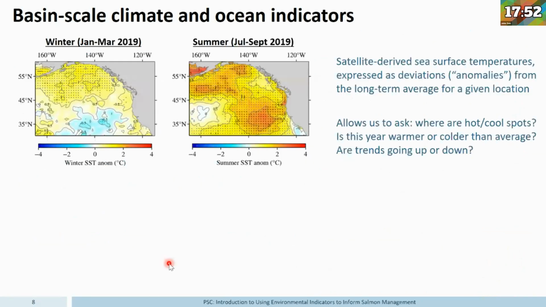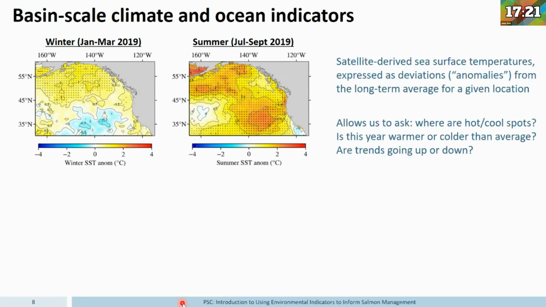We don't just look at things in terms of time series, we also look at things in terms of space. Again, staying at the basin scale, these are some maps of sea surface temperatures that are derived from satellites, and we pick up a lot of other information from satellites that allow us to do things like ask where different hot and cool spots are in the ocean, related to what Laurie was just talking about. Depending on where and when conditions are relatively warm or cool, that could affect different stocks of salmon.